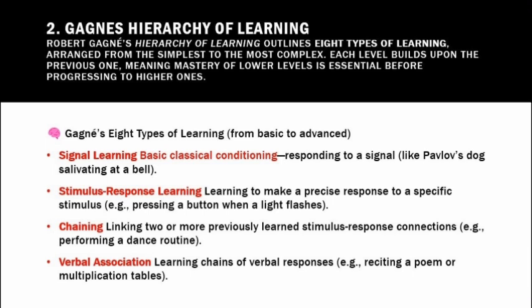First one, signal learning, basic classical conditioning. Here learners respond to a signal, like Pavlov's dog salivating at a bell. We will discuss Pavlov's theory later. Second, stimulus response learning. It means learning to make a precise response to a stimulus, for example, pressing a button when a light flashes. Third, chaining. Linking 2 or more previously learned stimulus response connections, for example performing a dance routine. Next, verbal association. Learning chains of verbal responses, for example reciting a poem or multiplication tables.